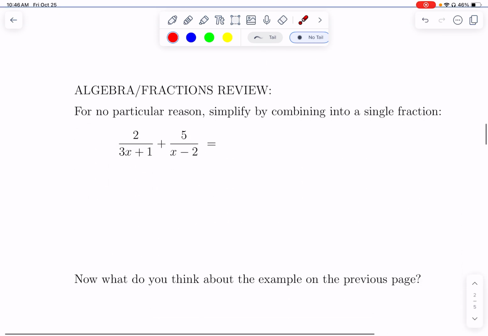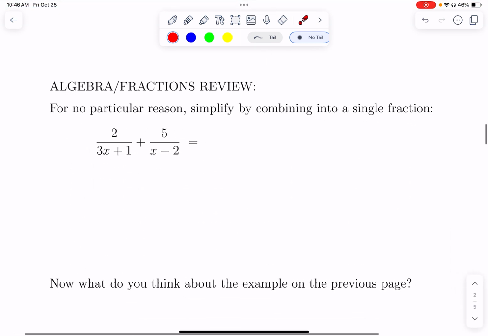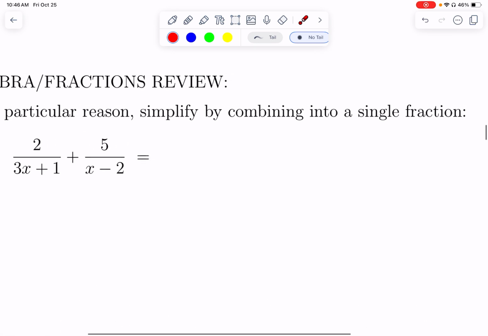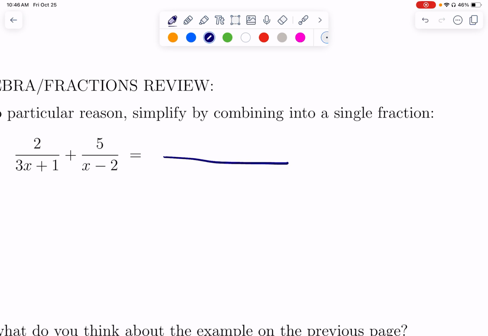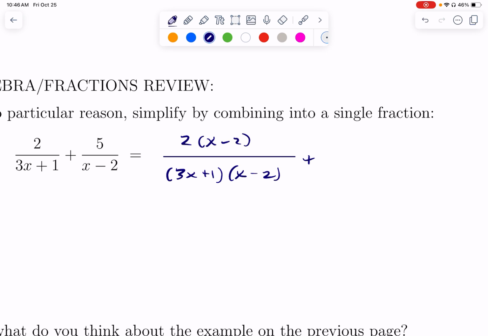All right, well, hey, let's do some algebra. For no particular reason, practice your algebra skills and simplify this addition problem of fractions. Hit pause and do it. So I will notice I have 2 fractions added together. I need to create a common denominator, just like 5th grade style, I'm adding fractions. So for the first fraction, I multiply top and bottom by x minus 2. For the second fraction, I'll multiply top and bottom by 3x plus 1.